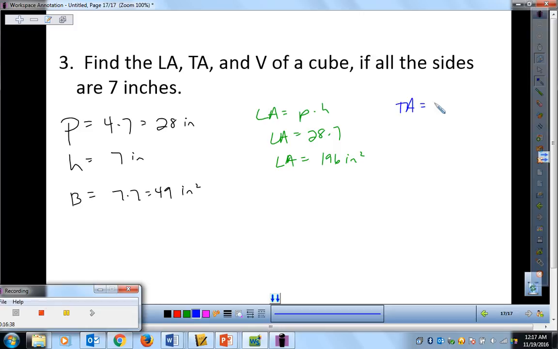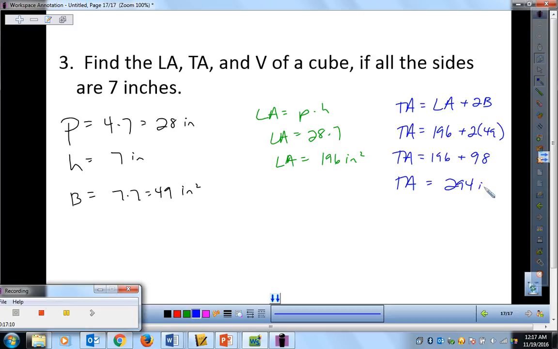Total area, LA plus 2 times the area of the base. So lateral area is 196 plus 2 times the area of the base is 49. So I'm going to go ahead and add the 196 plus 2 times 49 is 98. Total area is 294 inches squared.